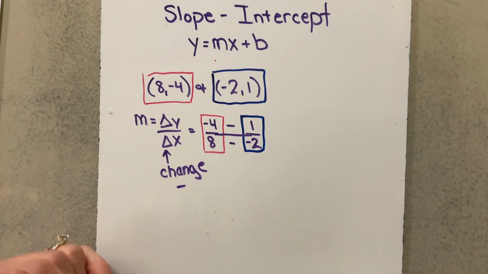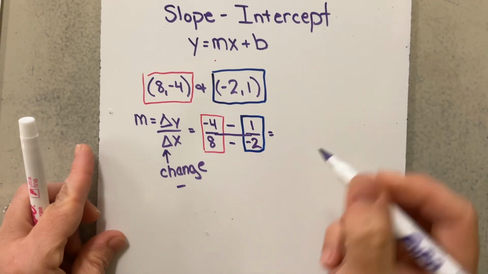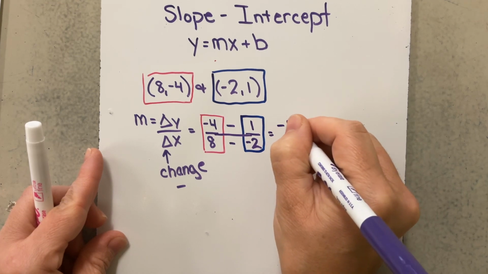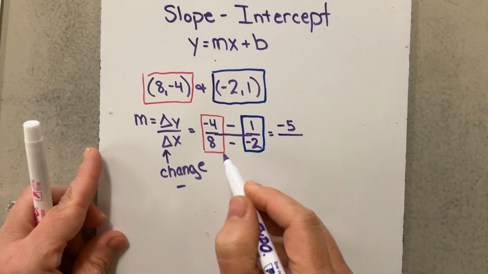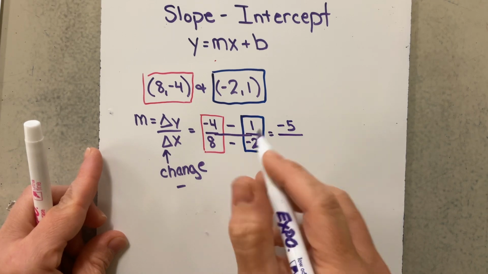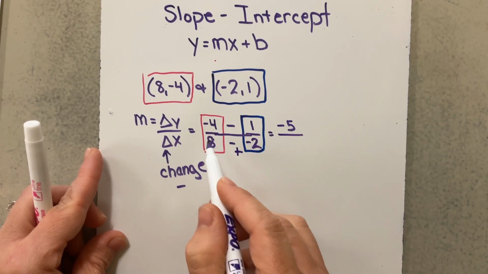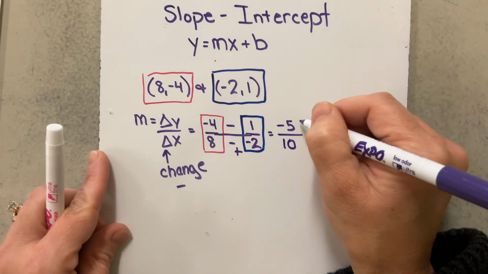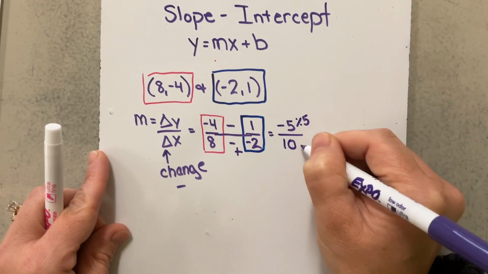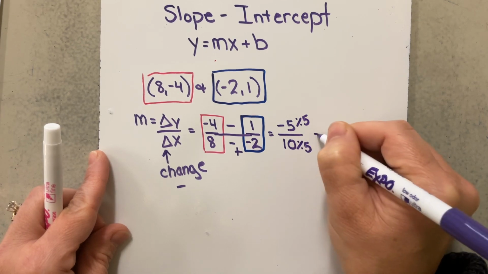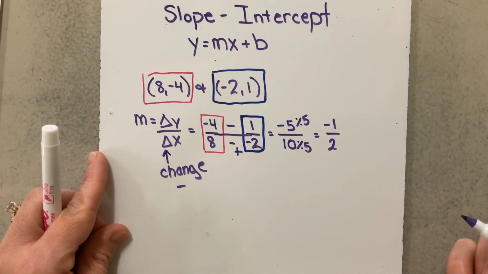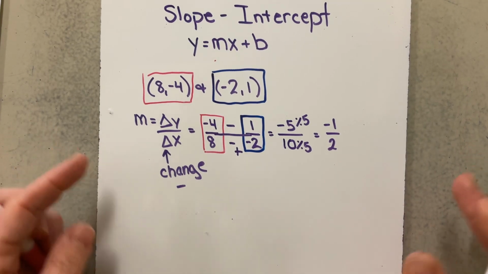Similar to change, range, difference, they're all the same thing. They're all subtracting. So -4 minus 1. They're both the same, so I'm going to add the numbers, -5. Here I have a negative times a negative. Well, that goes to a positive. So 8 plus 2 is 10. It is a fraction, so we are going to have to reduce, and I can reduce by 5. That leaves me with -1/2. Now that's the slope.